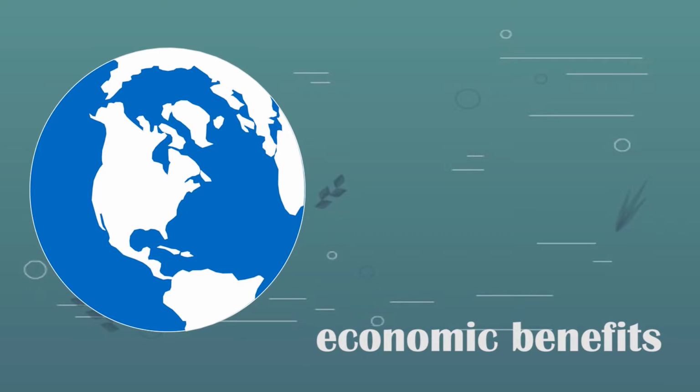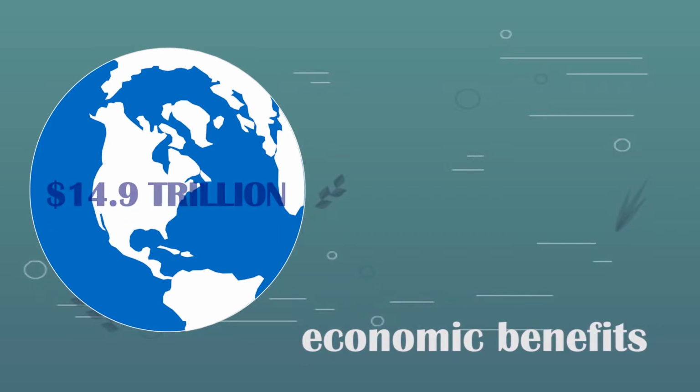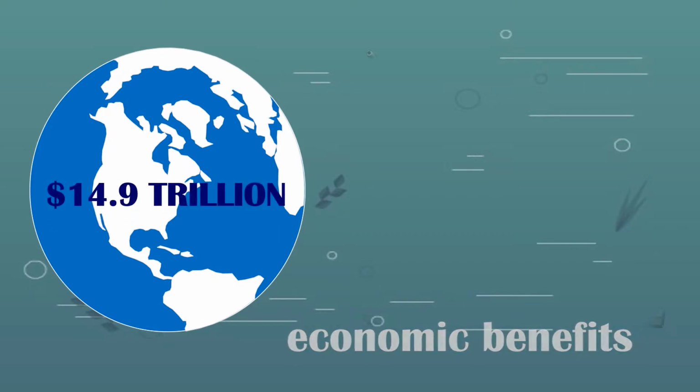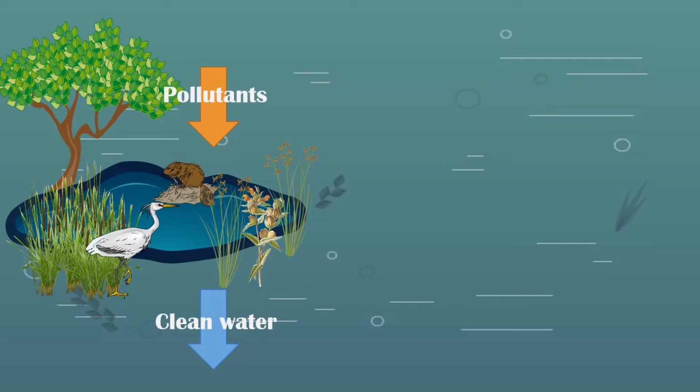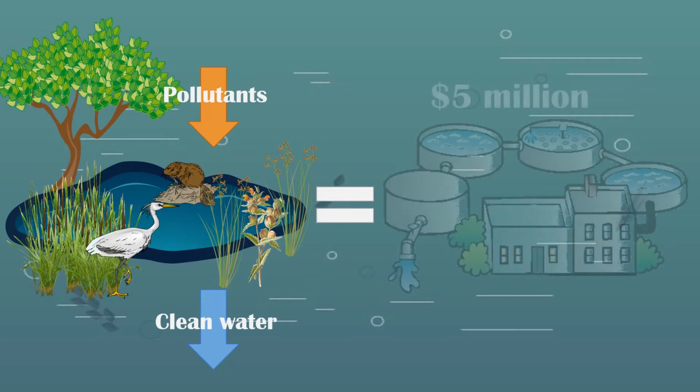Globally, natural wetlands are estimated to be valued at $14.9 trillion. That is 25 times larger than the United States' annual military spending. Conagree Bottomland Hardwood Swamp, a natural wetland in South Carolina, removes a quantity of pollutants from the watershed equivalent to that which would be removed by a $5 million treatment plant.